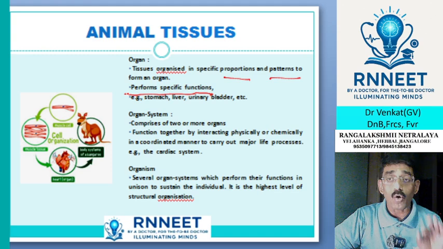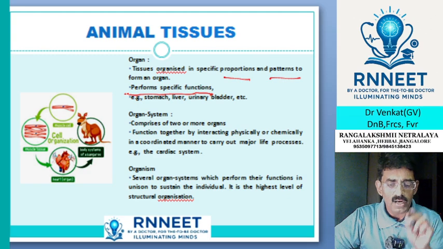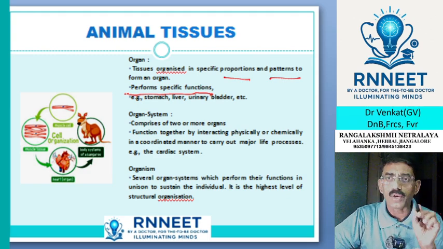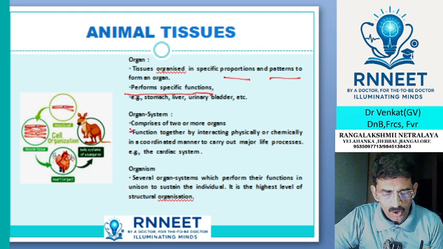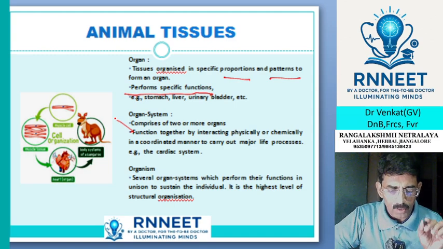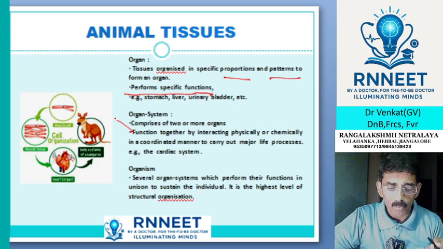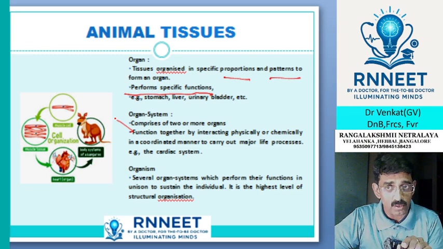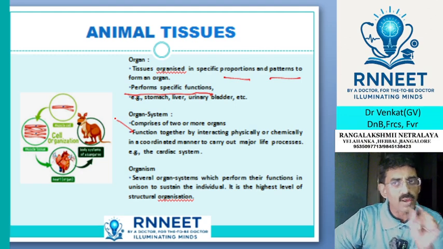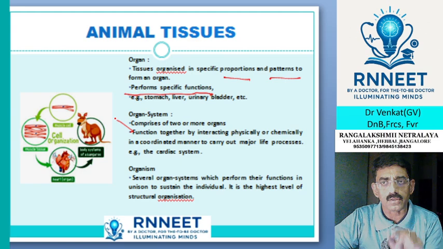When you have an organ system, the moment you say it's an organ system, it means there is not one organ but at least two organs. You need to have a minimum of two organs to say it is an organ system. The purpose is that you have two organs, but they function together because of some interaction. There has to be an interaction between one tissue, one organ and another organ.